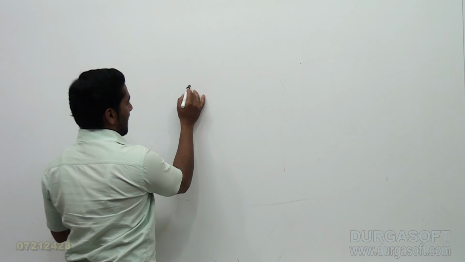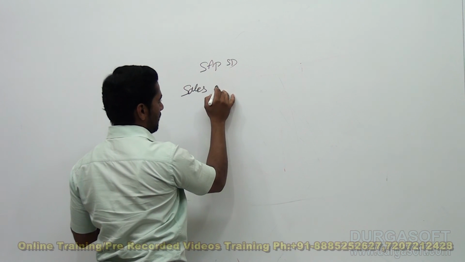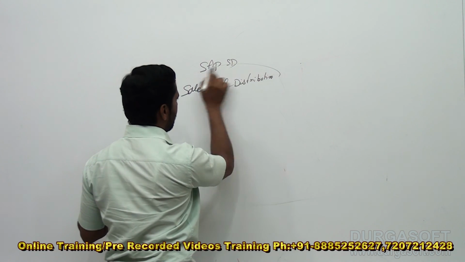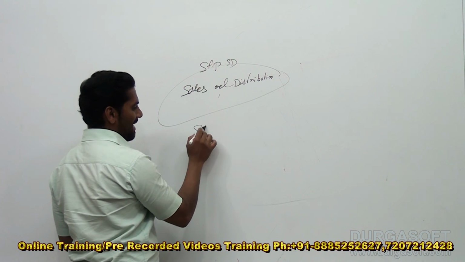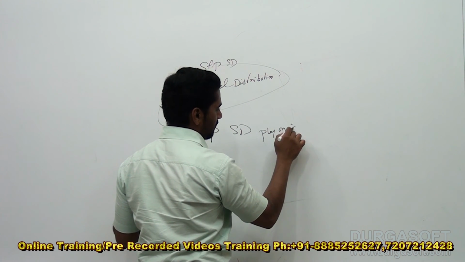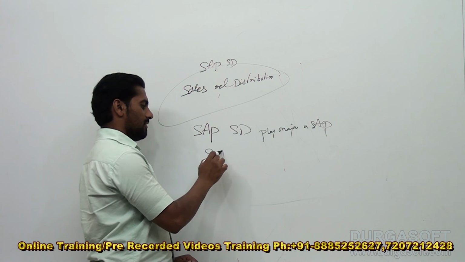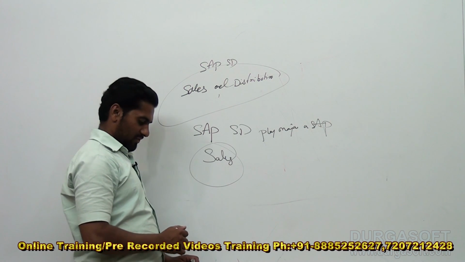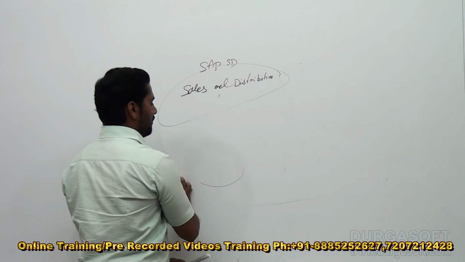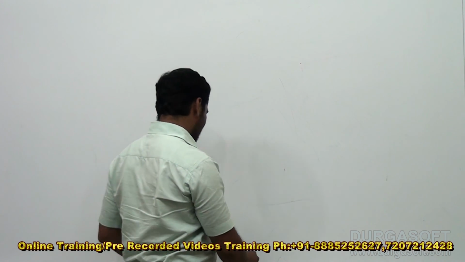So this is what we have in SAP SD, which we call sales and distribution. SAP has a lot of modules, out of which SD plays a major role among all in SAP, because every client needs a sales person to sell the product. Almost 50% of the work will be done by the SD people, to do all the sales activities. So this is what we have in SAP SD.